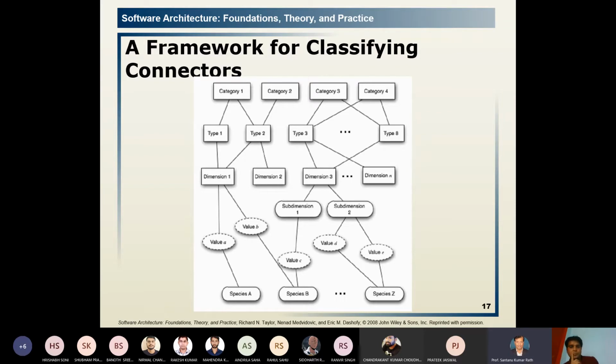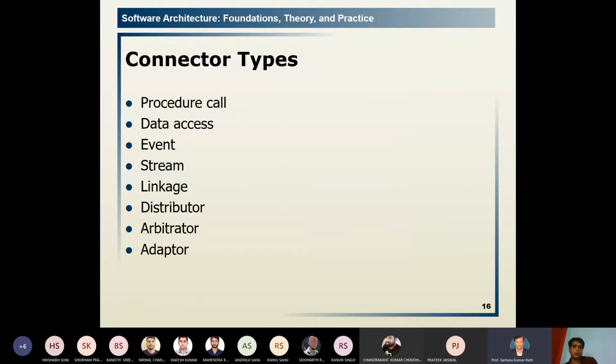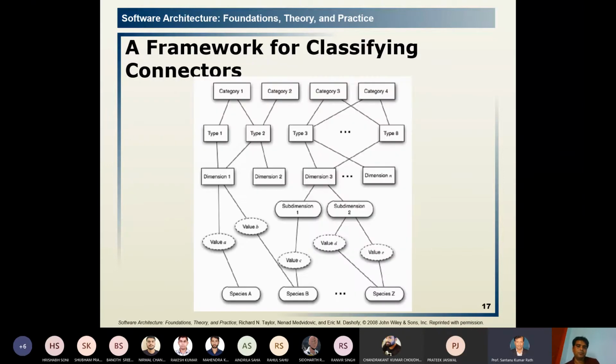There are 4 categories. Then under each category, how many types are there? We read now 8 types of connectors. Earlier, 4 categories: 3C and 1F. Now 8 types. Then again, we will see what the dimensions are, what the sub-dimensions are, what the values are, and which species it belongs to. Which species means which group it belongs to.